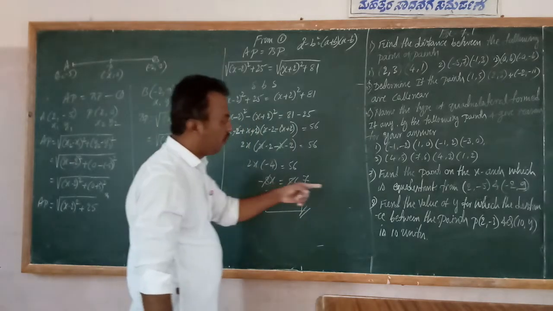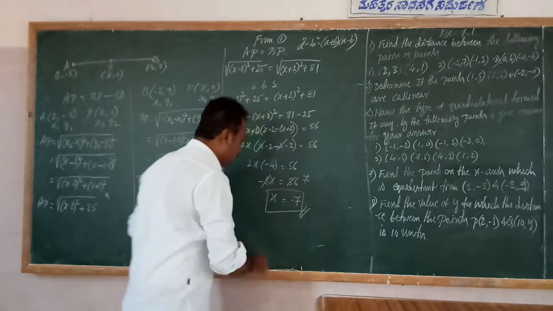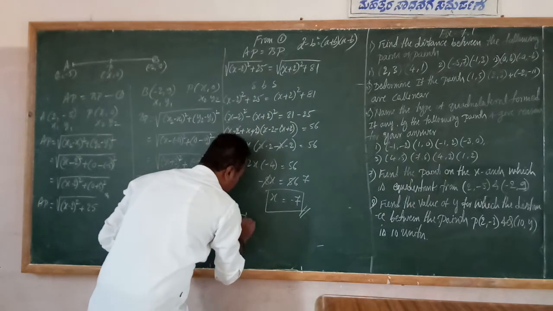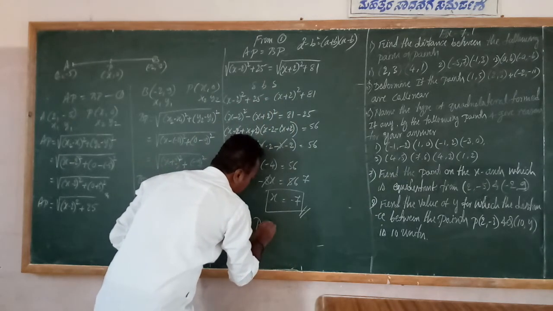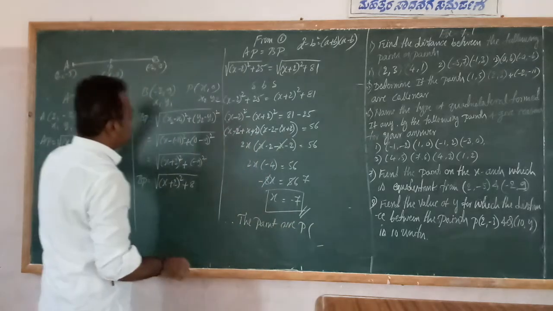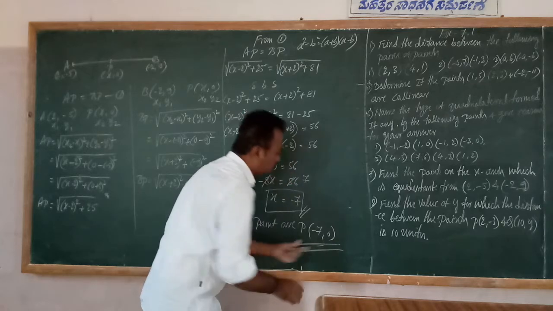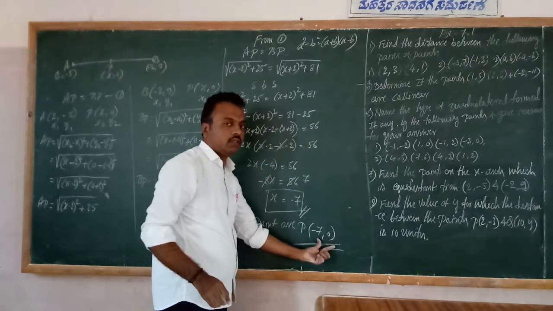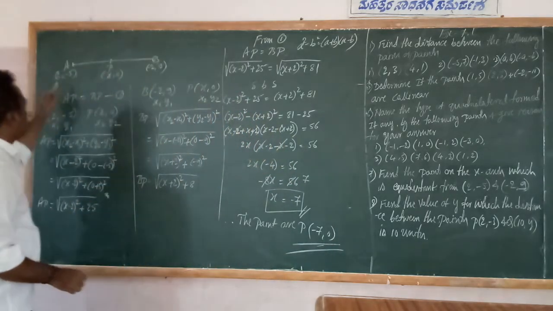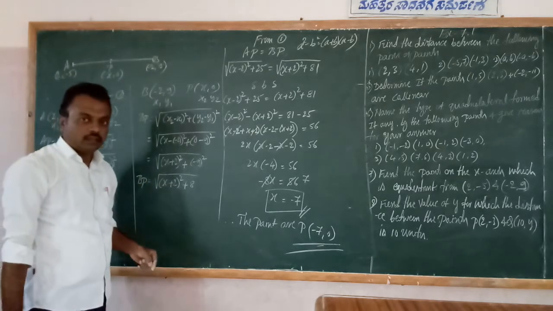Therefore, find the points on the x-axis. The points are P(x, 0), that is, (-7, 0). These points are equidistant from (2, -5) and (-2, 9). Do you understand, friends?